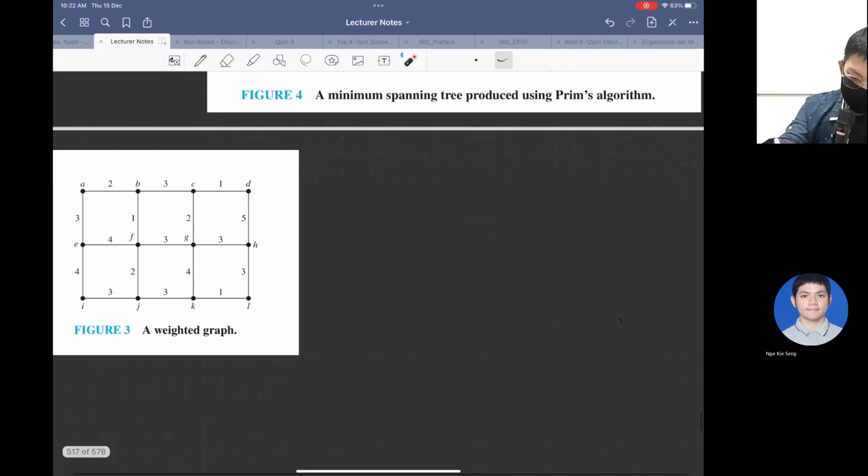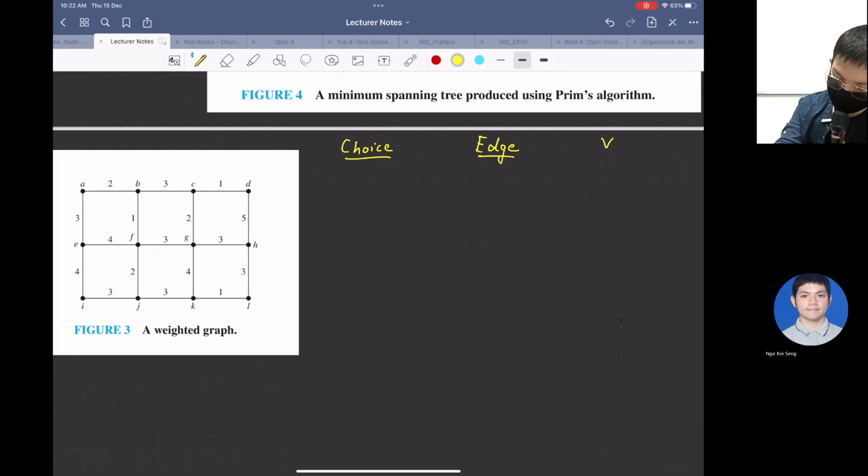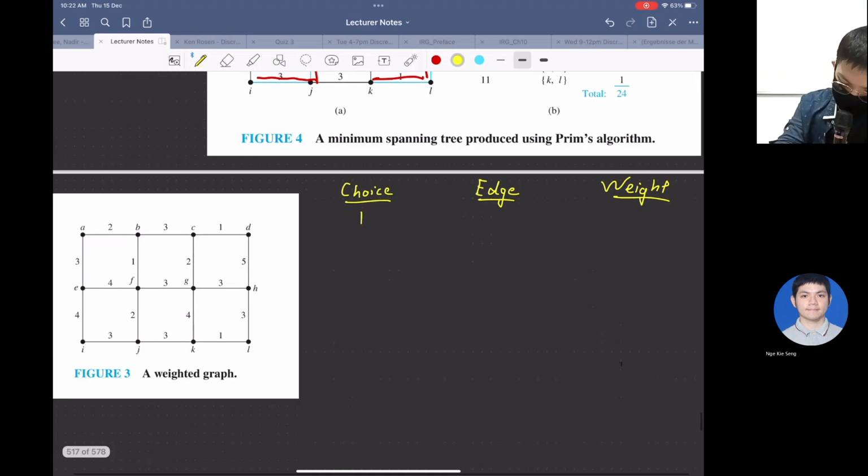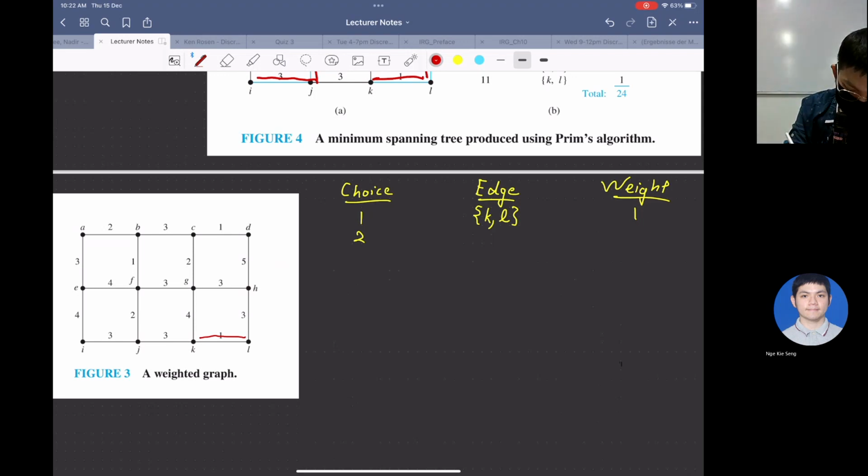Okay, so maybe start with KL. Let's start with KL. I never start with KL before. KL 1. Okay, second. So what can we do? JK. Okay, let's pick JK.